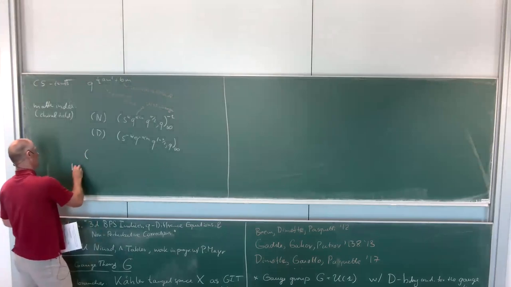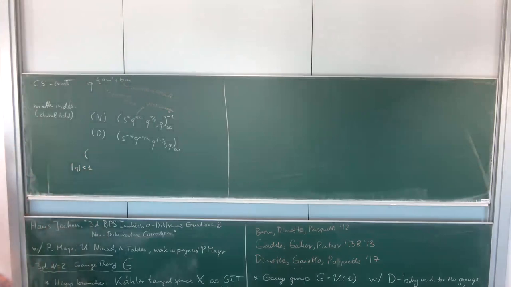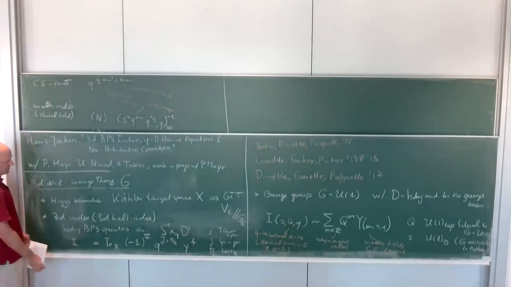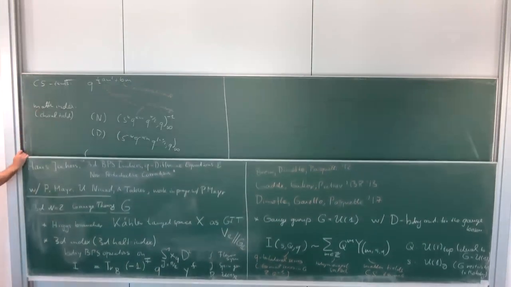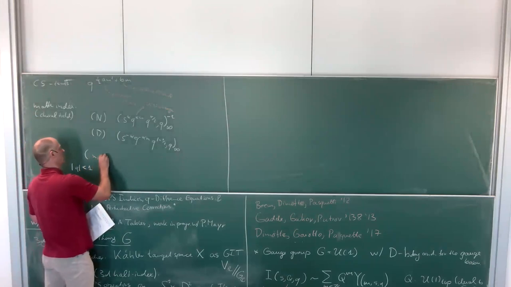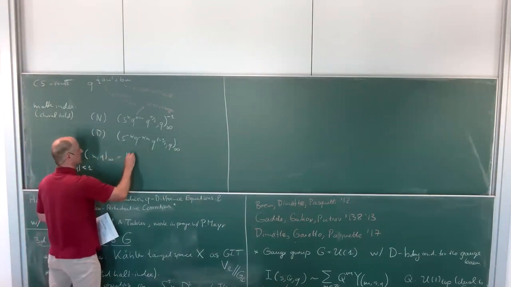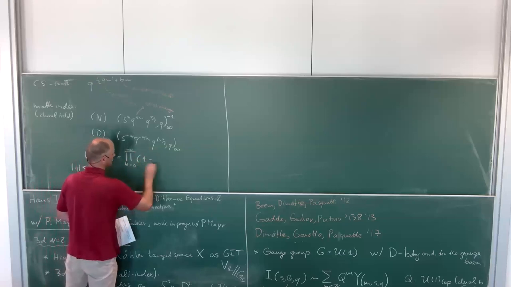If the magnitude of this variable q, which here is still a formal variable, we can think of this as a complex variable, which we choose to have magnitude smaller than one. Another choice would be bigger than one. This is actually equivalent at the end of the day, but that's our choice. But if you do this, then the q Pochhammer symbol is nothing else but this infinite product, of the following form.